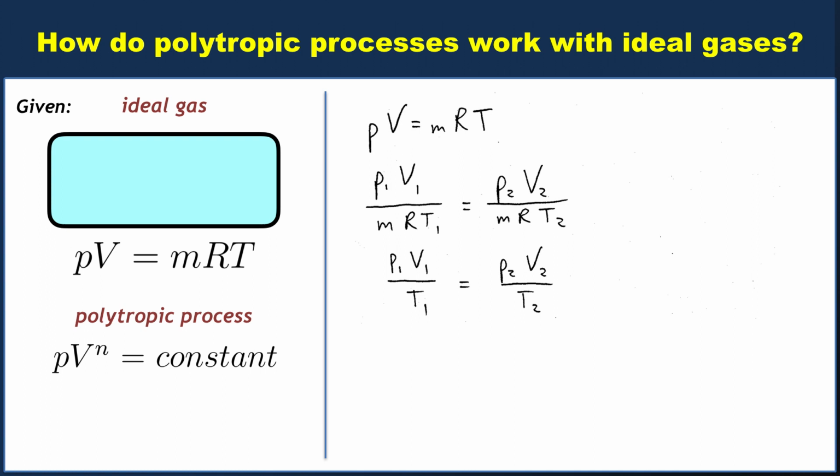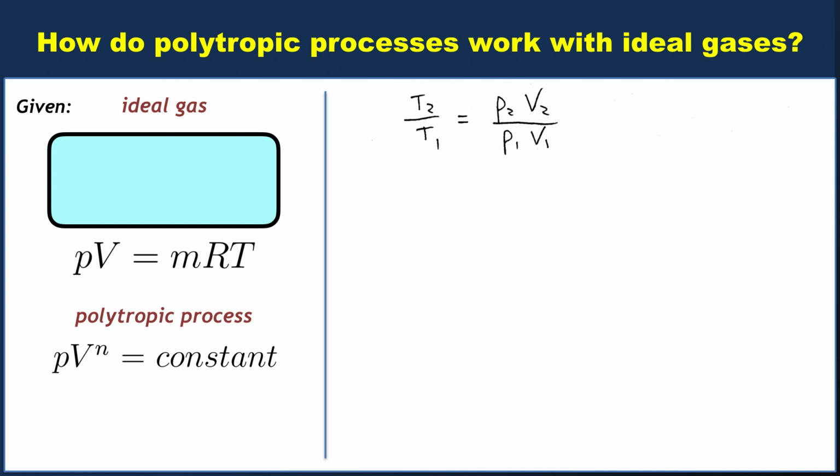Okay, let's solve for the temperature ratio. So T2 over T1 becomes P2 V2 divided by P1 V1. Okay, we'll move that up and keep that. Now we're going to use the fact that we have a polytropic process. So far that actually hasn't come up, but now we need to use it. So we know that the relationship is that PV to the n equals constant. That's true in the initial and final states as well as any point in between for a polytropic process.